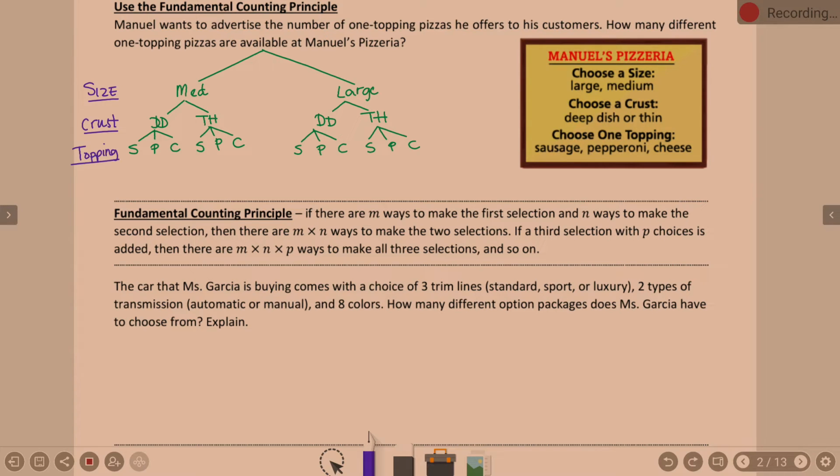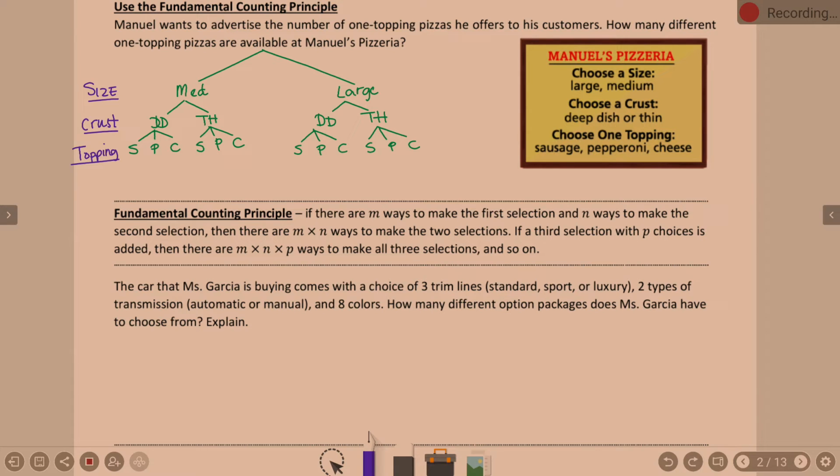How do I get my answer just by looking at the tree diagram? Yeah, go down to the bottom and count up how many pieces we have here. 1, 2, 3, 4, 5, 6, 7, 8, 9, 10, 11, 12. Yes? Okay, so I agree with the answer 12. The tree diagram demonstrates it. The fundamental counting principle, in my opinion, makes it a little bit even quicker.